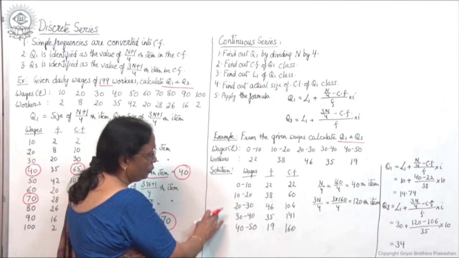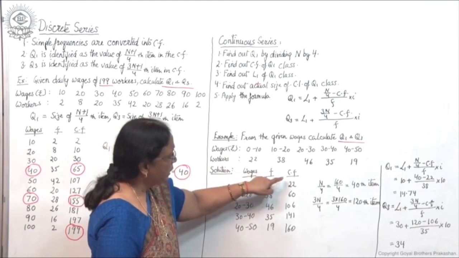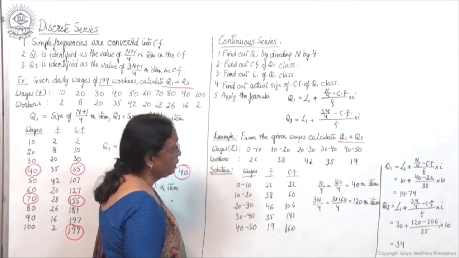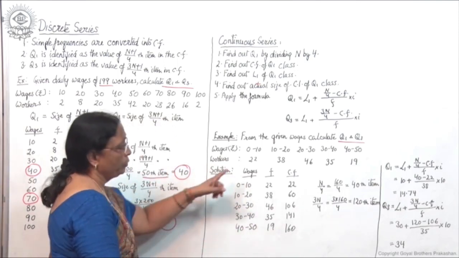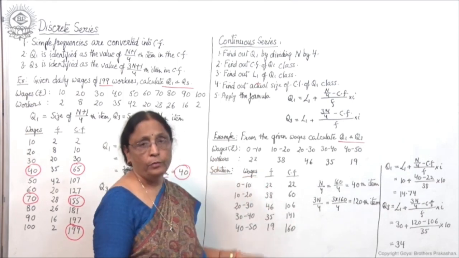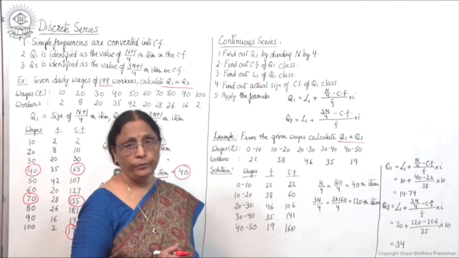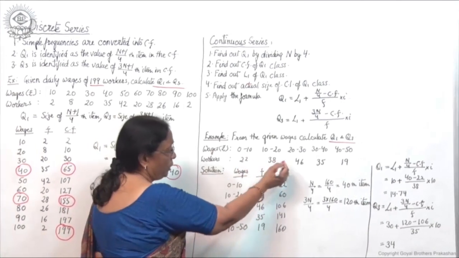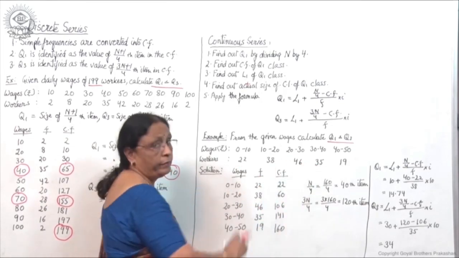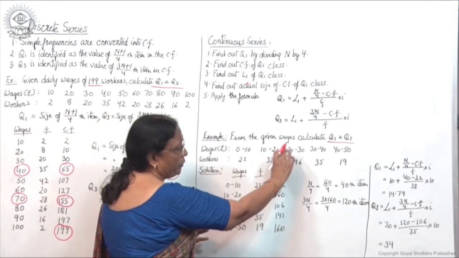Now how do we do the calculation? Wages, frequency and CF. First you copy down the wages column in the same order, 0 to 10, 10 to 20, 20 to 30, and so on. Then workers I have taken as frequency because this is the frequency of workers, how many workers are falling in which category. So here frequency is 22, 38, 46, 35 and 19 as given over here. So these two columns are just copied down on the basis of data given to you.